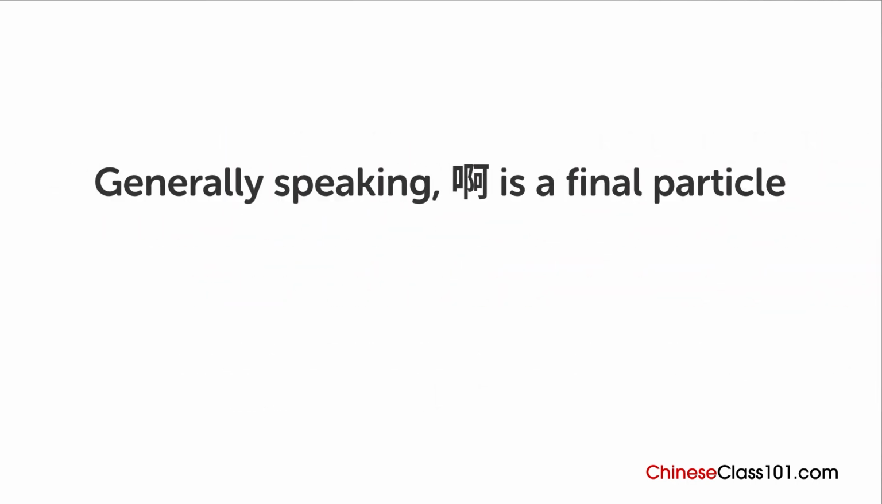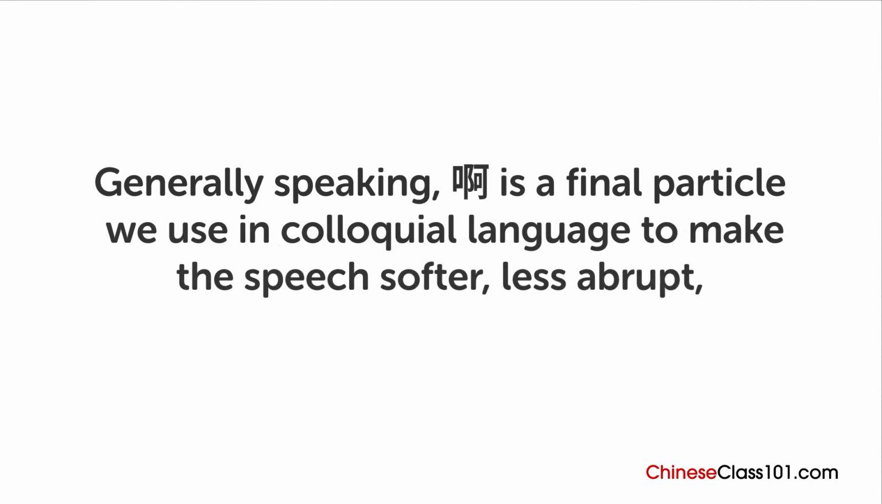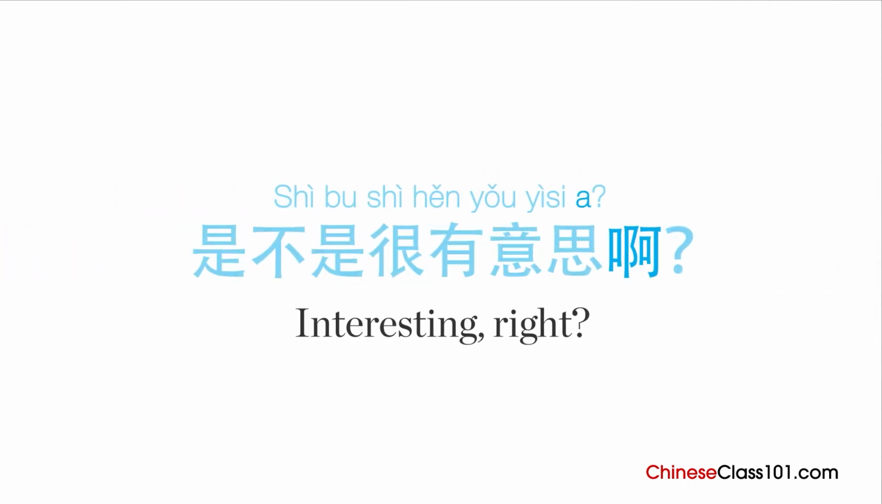Generally speaking, 啊 is the final particle we use in colloquial language to make the speech softer, less abrupt, and more conversational. 是不是很有意思啊? How was it? Pretty interesting, right? Do you have any more questions?